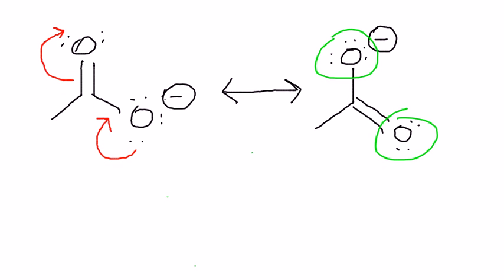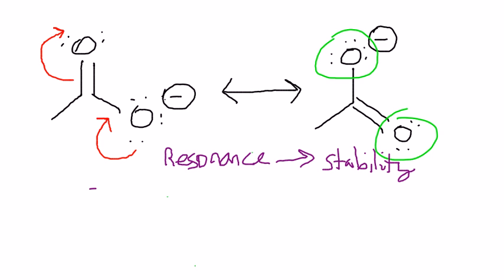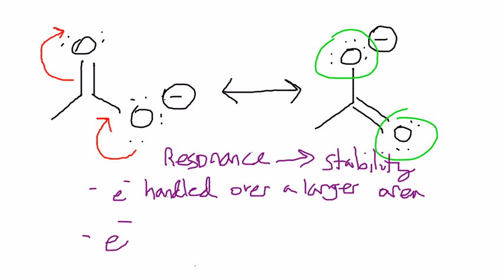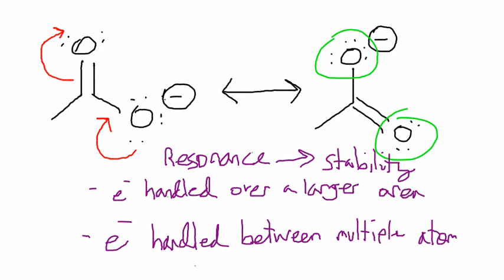So let me write that down. Let me just do it in purple. So resonance indicates stability, and two reasons: because electrons are handled over a larger area, so this means any formal charges will be spread out. Okay, yes, so handled over a larger area, which means it's more spread out, and electrons are handled between multiple atoms, which alleviates some formal charges. And when I say alleviate, it means it just releases the load between atoms. I mean, the formal charge is still present. It doesn't go away, but it's handled by more atoms, which is better.